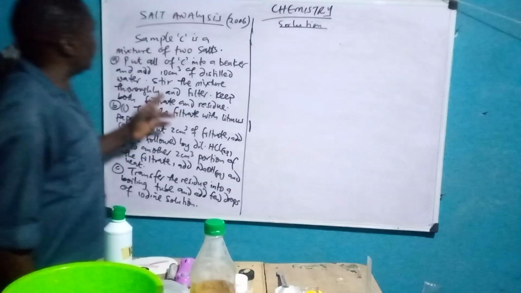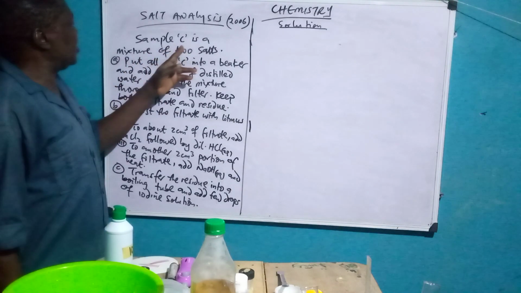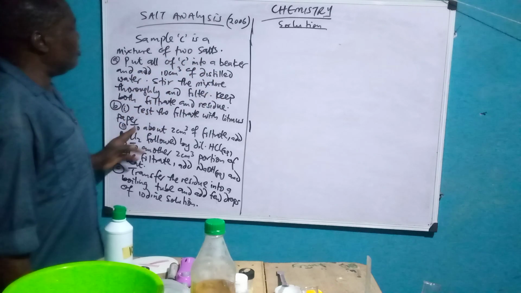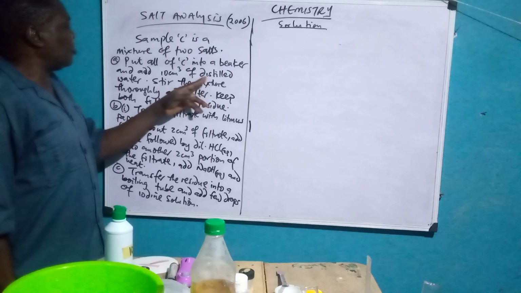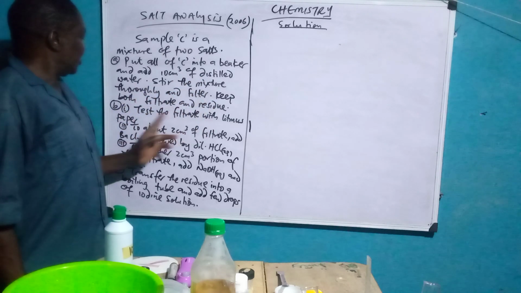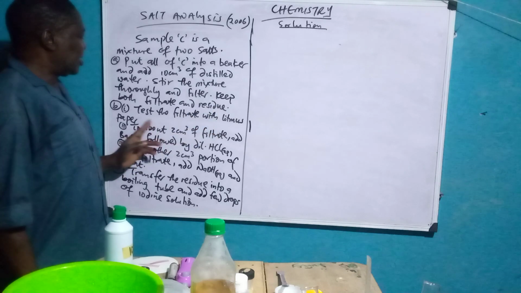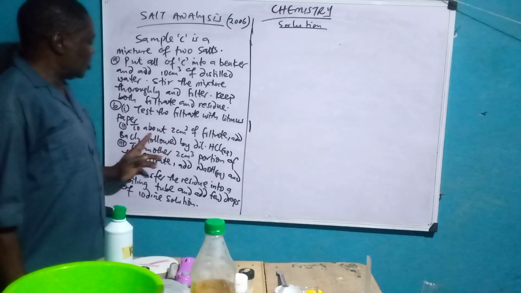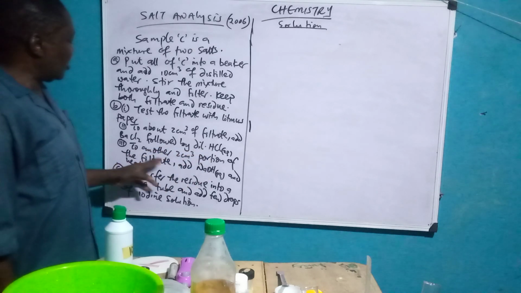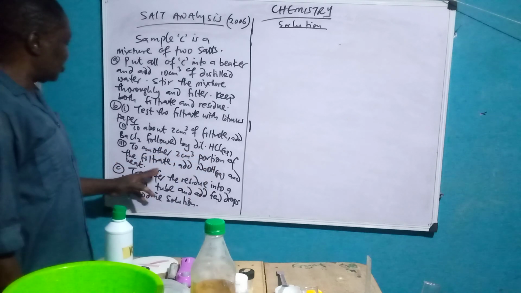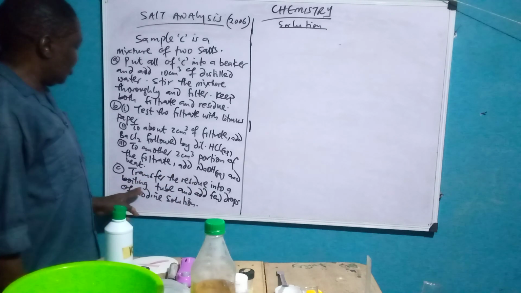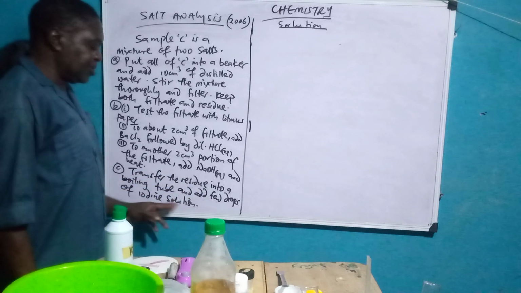Now, the first question says, sample C is a mixture of two salts. Put all of C into a beaker and add 10 cm³ of distilled water. Stir the mixture thoroughly and filter. Keep both filtrate and residue. Test the filtrate with litmus paper. To about 2 cm³ of filtrate, add barium chloride followed by dilute HCl. To another 2 cm³ portion of filtrate, add sodium hydroxide and heat. Transfer the residue into a boiling tube and add a few drops of iodine solution.